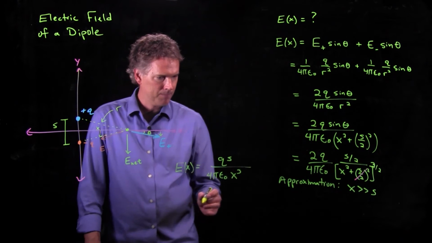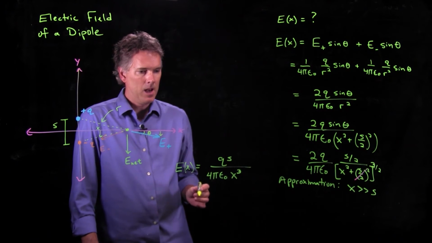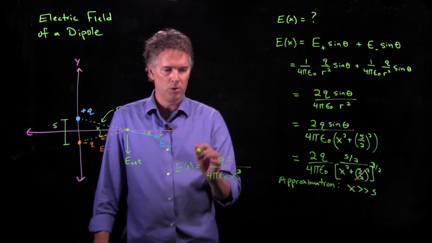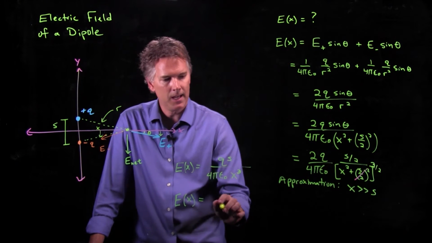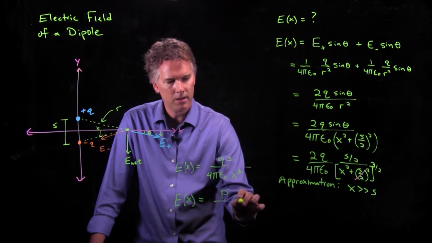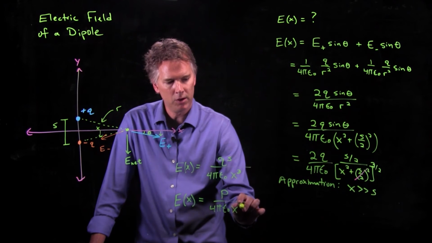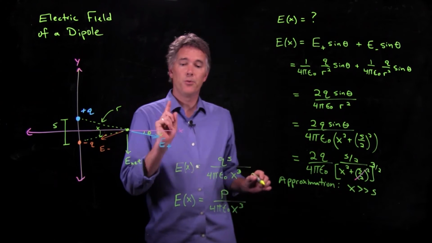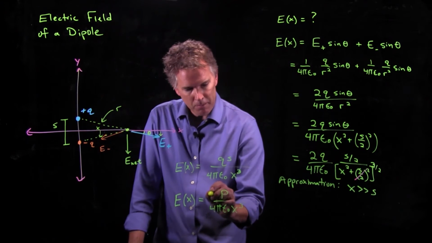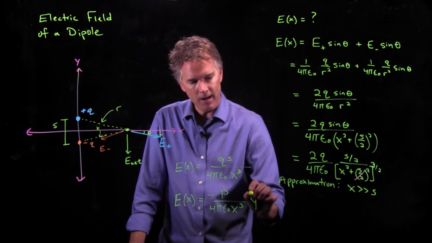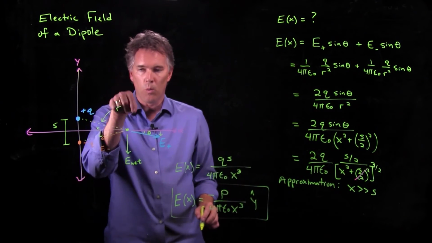Can everybody see that okay? x cubed. Okay. And now qs, remember, is our good old dipole moment, and so we can write this out explicitly. It just becomes p divided by 4 pi epsilon naught x cubed. And it has a particular direction. What direction does it have? Down. So if I put a minus sign here, I want a y hat right there. It's pointing in the negative y hat direction.